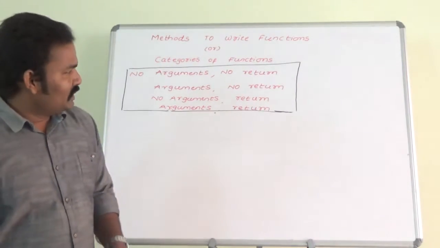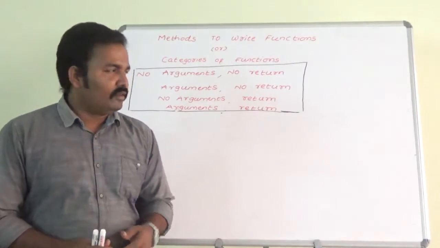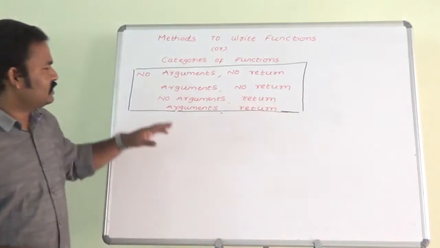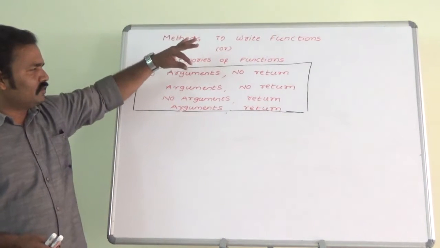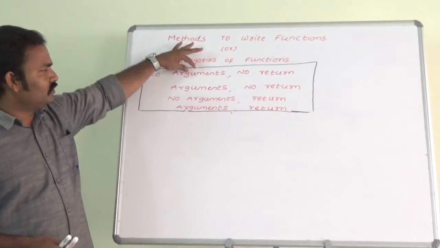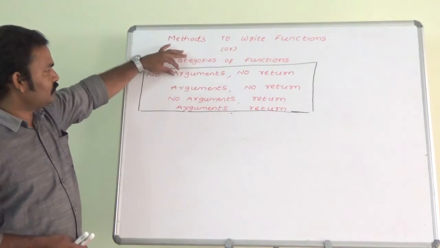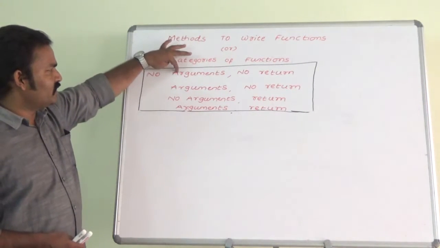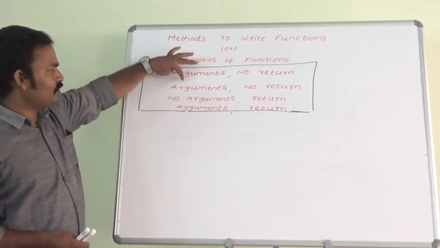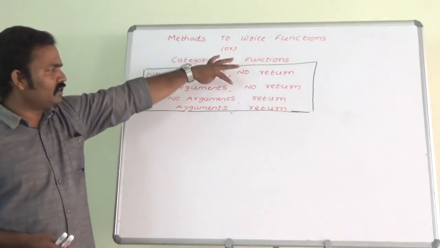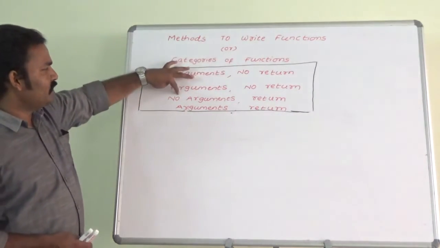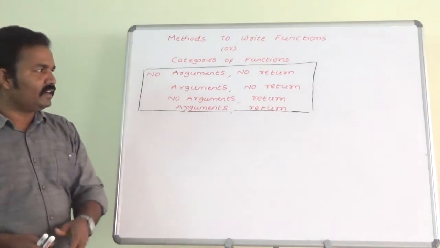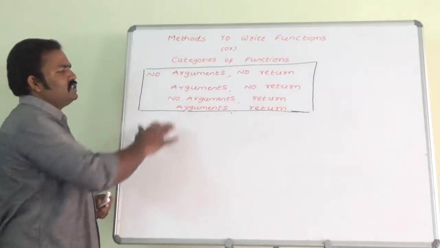Hi. So in this session, we will see categories of functions. Already we discussed there are four types of functions. First one, function with no argument and no return value. Function with argument and no return value. Function with no argument, return value. Function with argument and return value. We will see one by one.